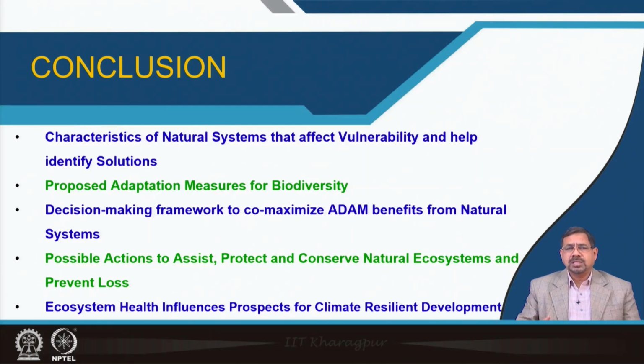We also tried to understand the decision making framework, so that an adaptation and mitigation plan can be derived and put in place to be followed, so that the natural system's benefits can be derived. And then, ecosystem health influences the prospects as far as climate resilient development is concerned. Possible actions to assist, protect and conserve natural ecosystems will prevent any loss or damage to that system. In turn, this will make the system more viable and more inclusive, with interlinkage and complementarity in terms of functions, thereby making it a resilient system. That is what we discussed in terms of adaptation as far as the terrestrial system is concerned.